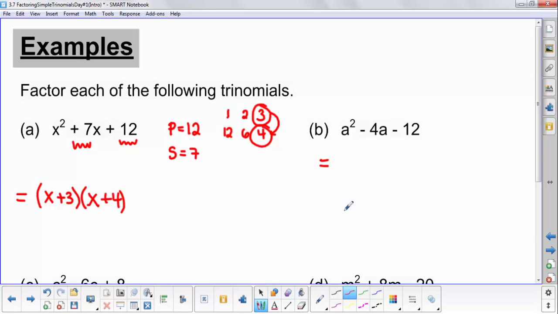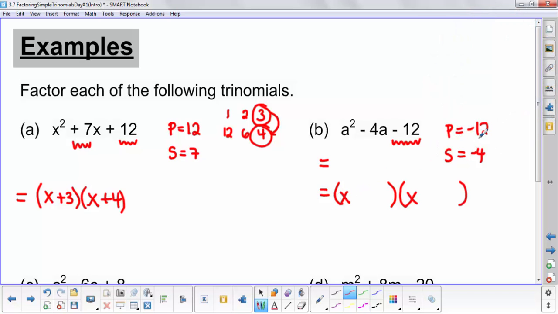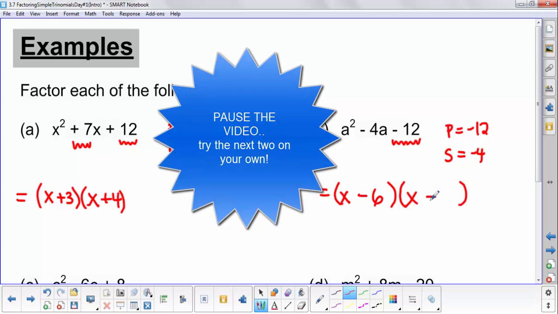Okay, again, let's try. So we're looking for two numbers, but this time multiplies to negative 12 and adds to negative 4. So again, we're going to open up these two brackets, and in one bracket we're going to get an X, and the other bracket also starts with an X. Let's think of these two numbers. Well, two numbers that multiply to negative 12 and add to negative 4, I would say would be negative 6 and a plus 2.